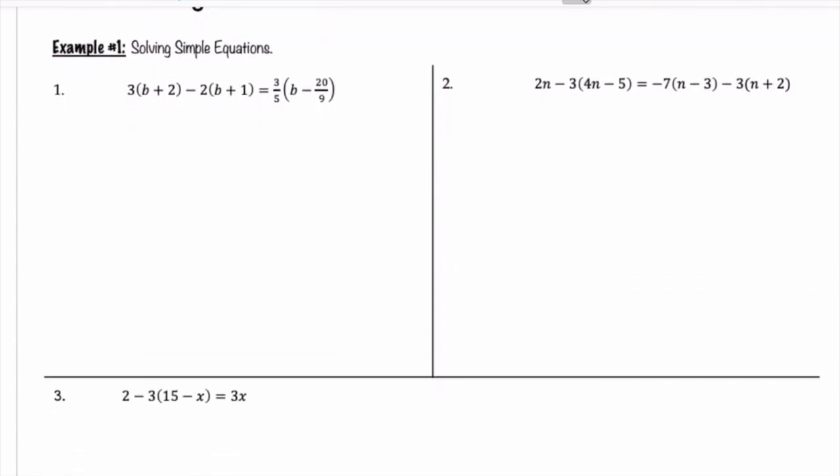So here we are going to be solving some simple equations. I would like all of you to pause the video and do all of these 3 questions on your own, and then replay the video to see if you have the same exact answer as I do. Kind of a quick check. All right, so pause the video and you will come back when you are done.